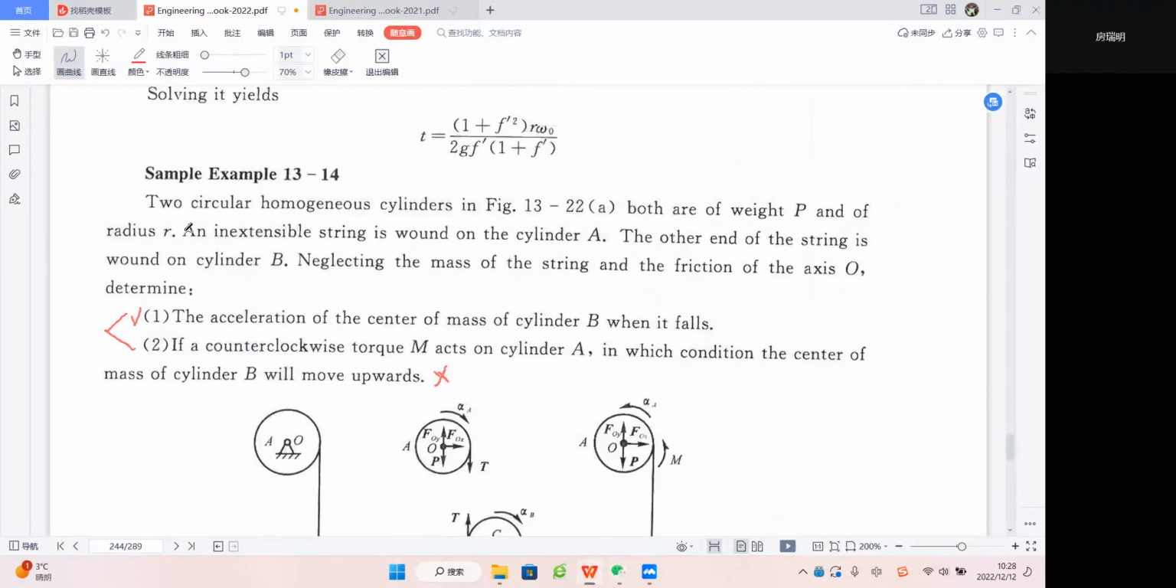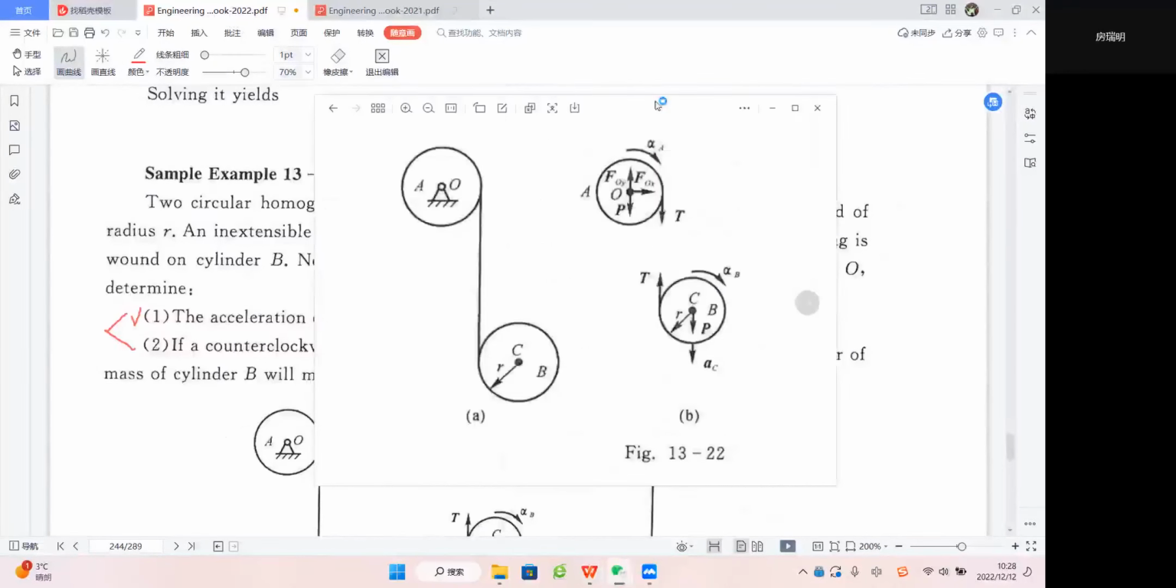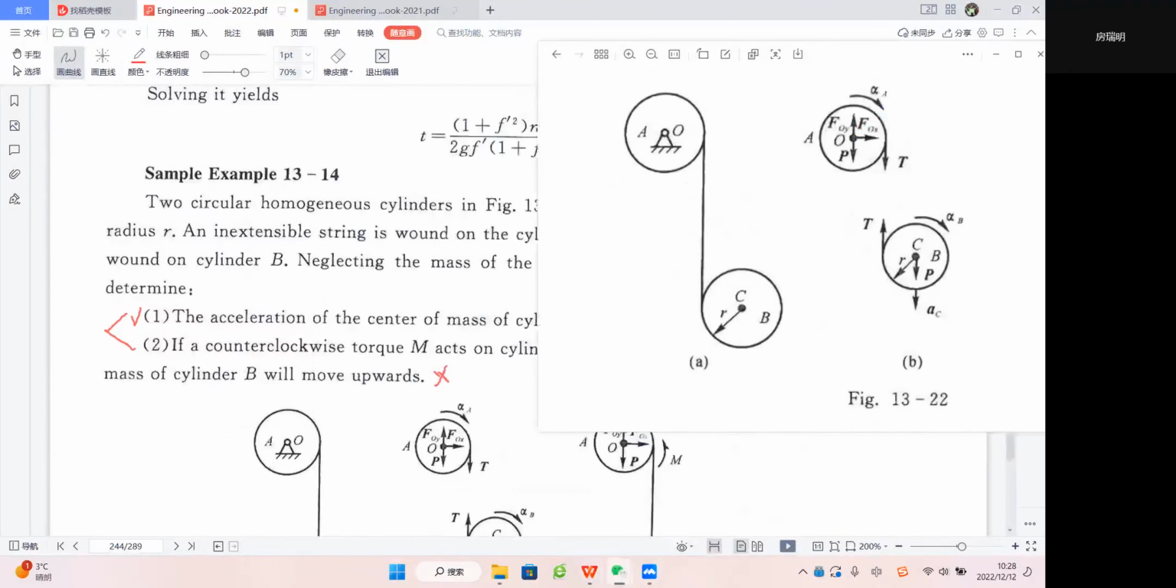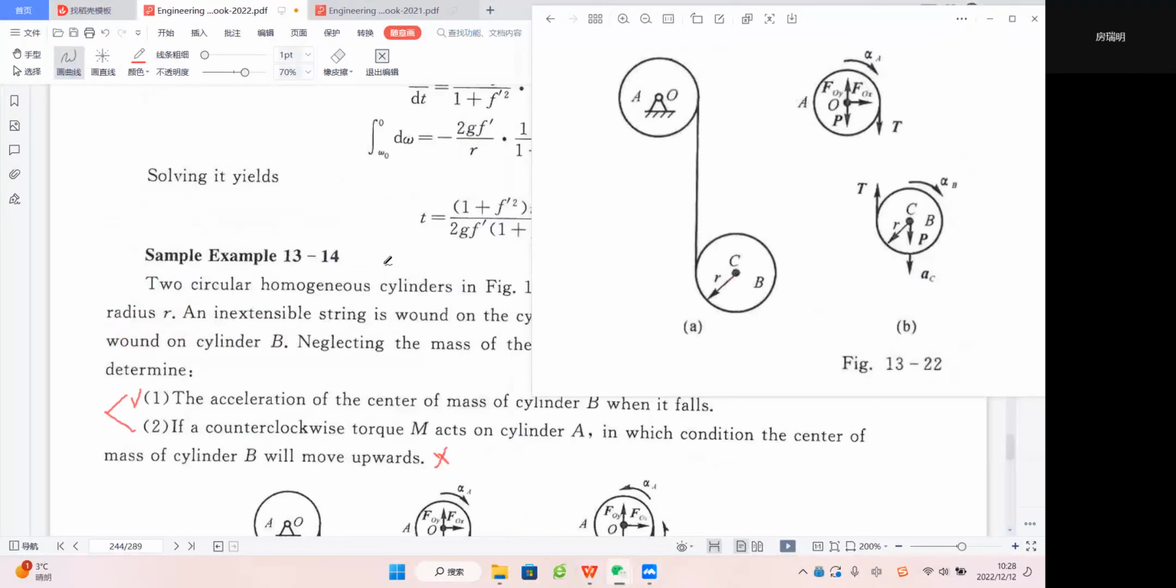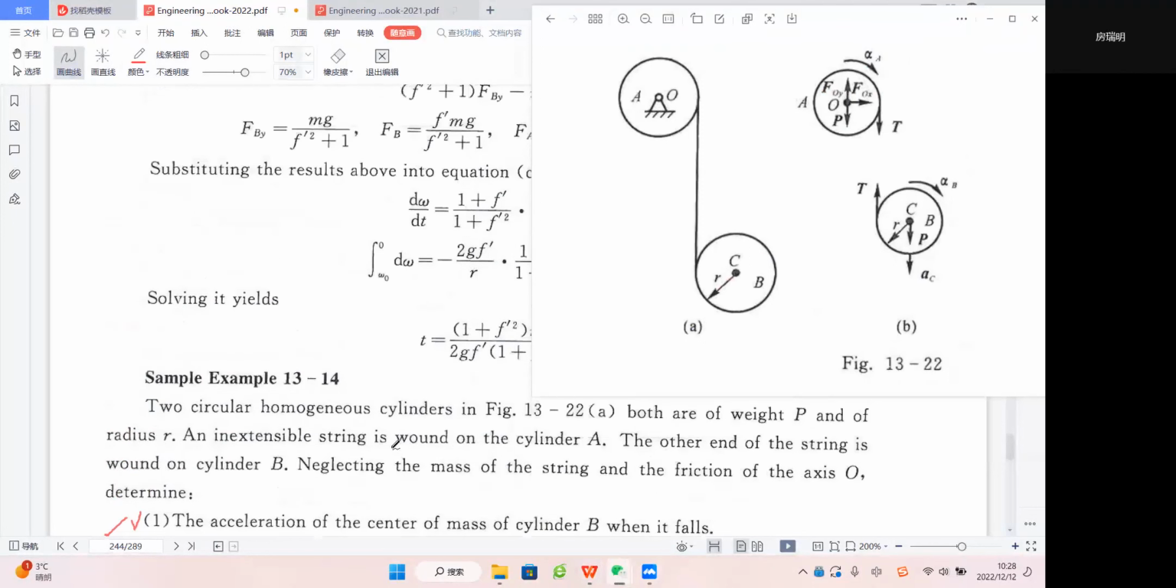Let's say this other example. In this example, we have two circular homogeneous cylinders. We can see from this picture, right? We have two circular homogeneous cylinders here. You can find both are of weight P. So this wheel is the same as this wheel, with the same weight P and the same radius R, right?